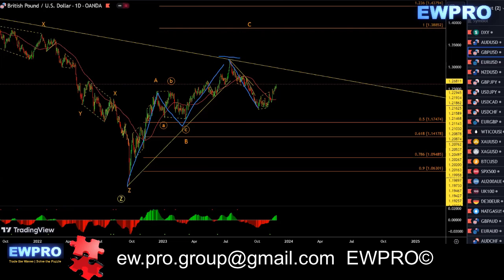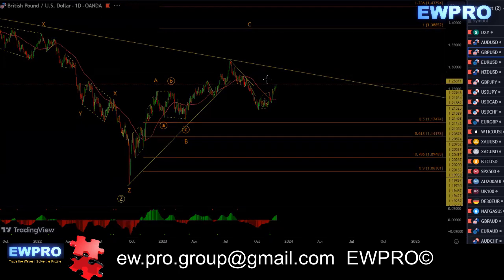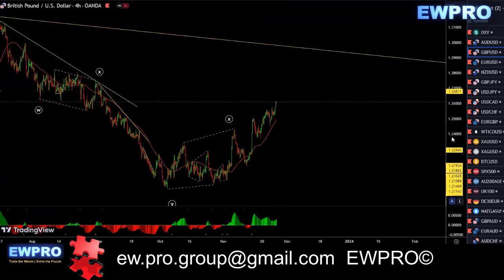But there is this other scenario, where we get an A, all this is a B, and we get that C up, like I've been mentioning with these two scenarios. If this is corrective, then we can look for the sell. This was very messy in here and quite difficult to trade. It didn't really give a nice correction to get in.